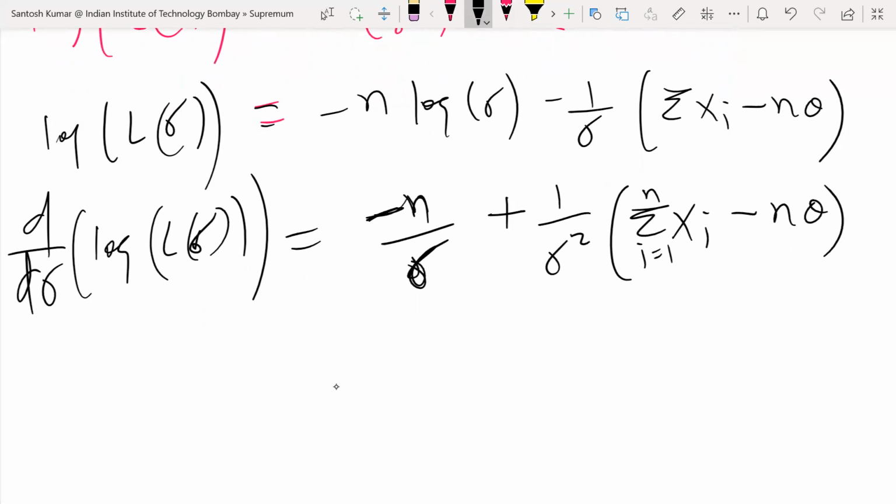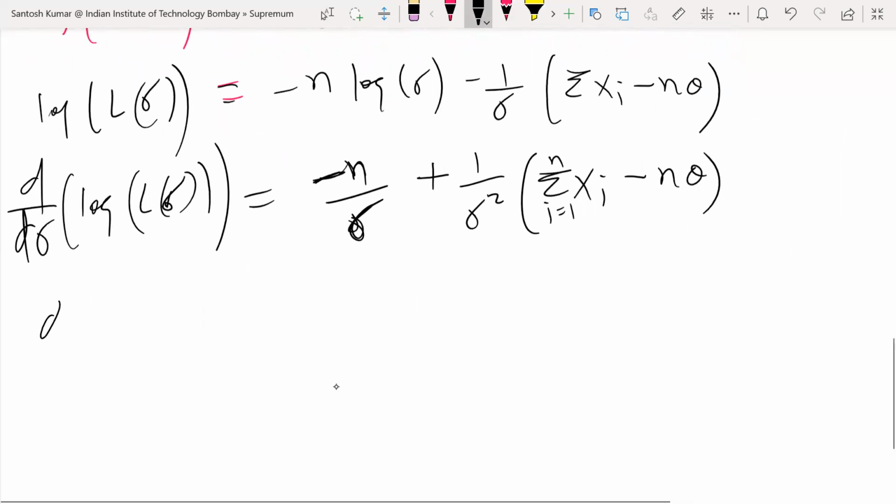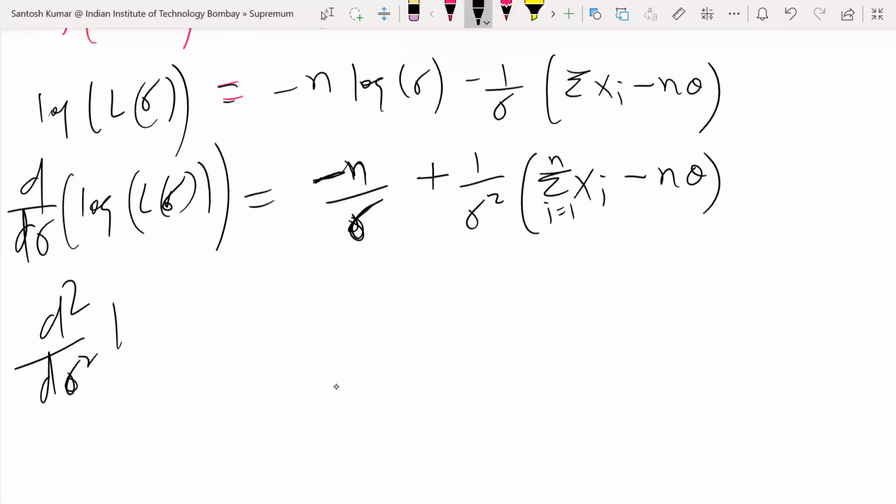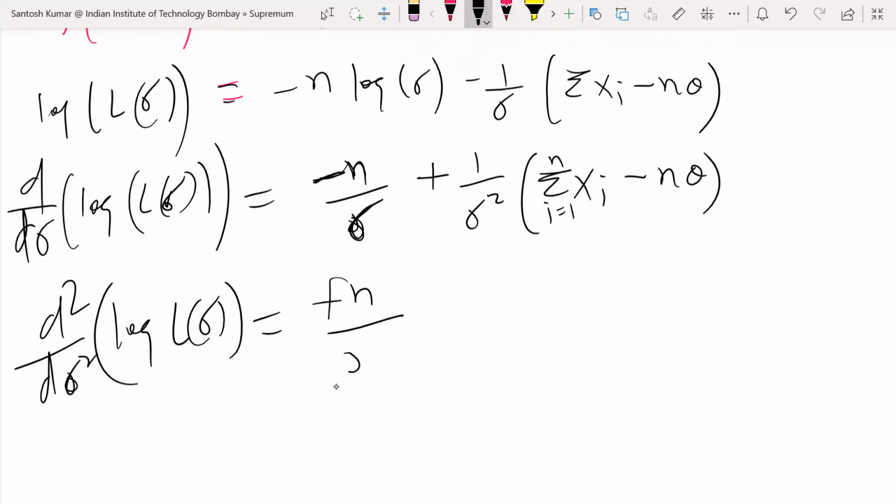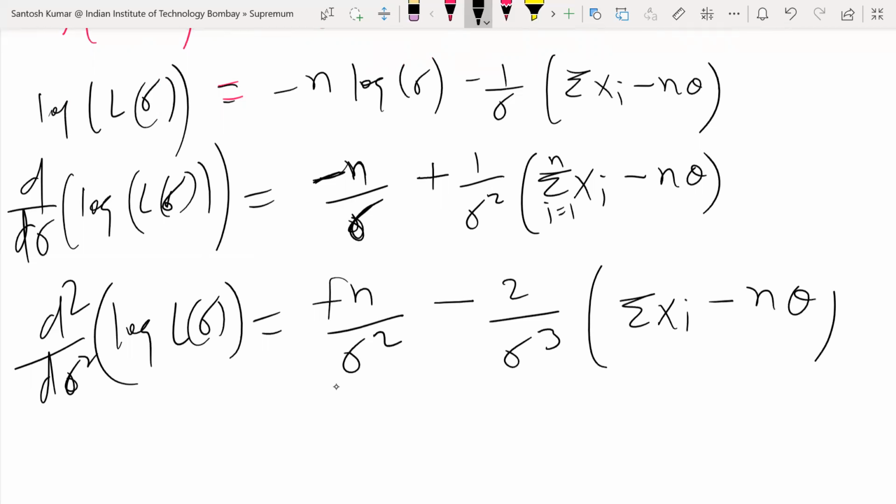Or we can find the second derivative to check. So let's find the second derivative once. The derivative of log L sigma is minus n upon sigma plus 1 upon sigma square summation xi minus n theta. So n upon sigma square we get, and 1 upon sigma square has the derivative minus 2 upon sigma cube. This is as it is, summation xi minus n theta.